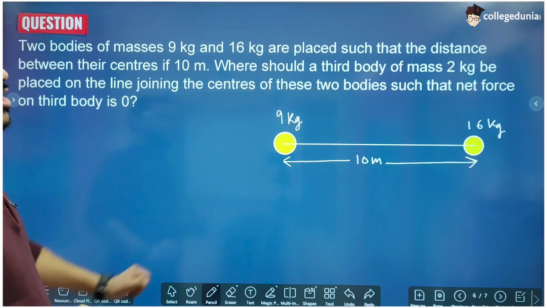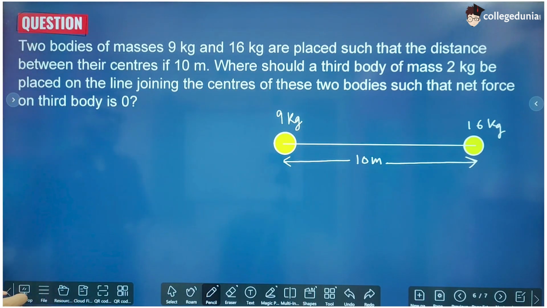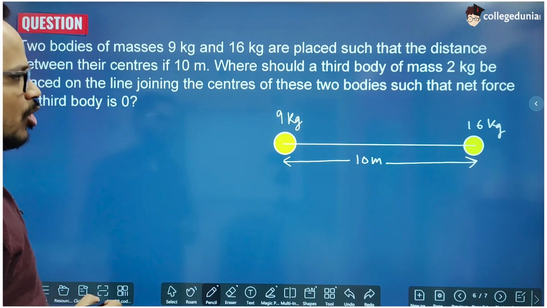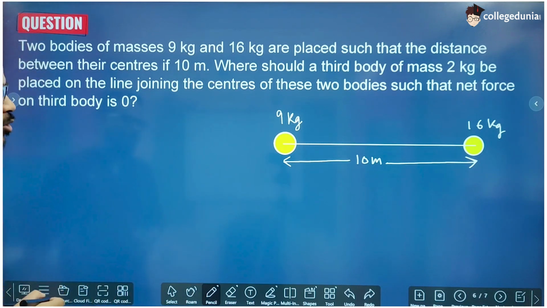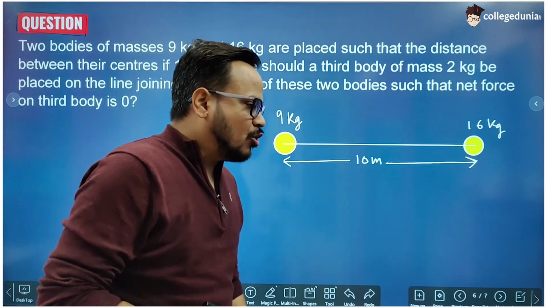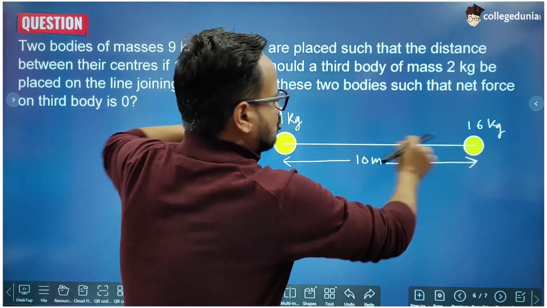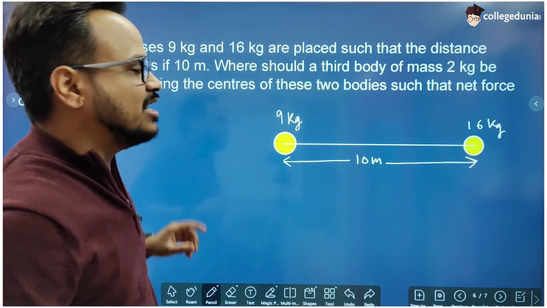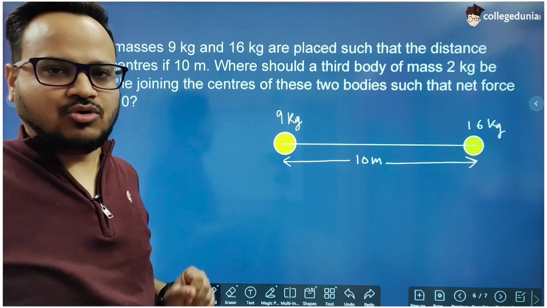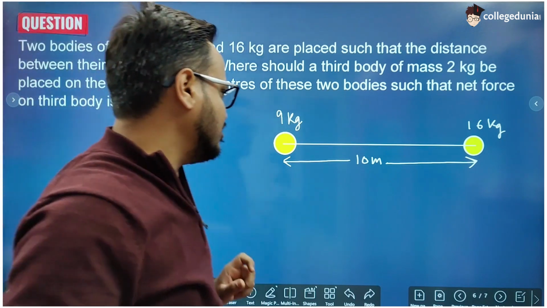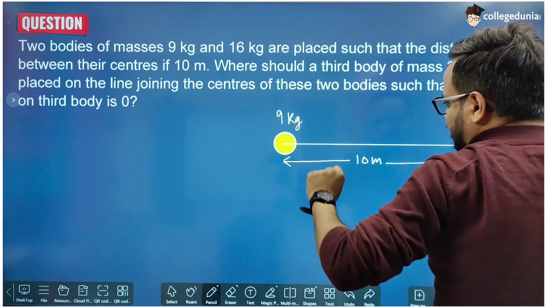Where should a third body of mass 2 kg be placed on the line joining the centers of these two bodies such that the net force on the third body is 0? Now, where should a third body be placed on the line joining these two bodies such that the force on the third body is 0? What is the question asking?